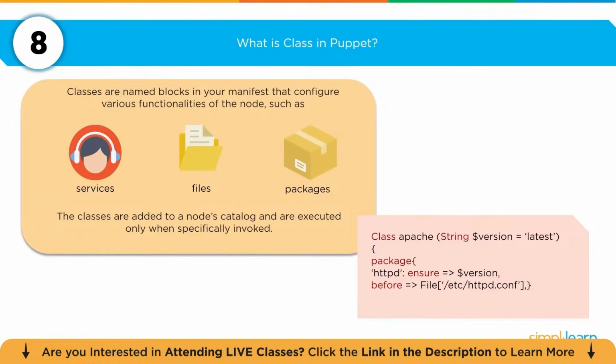So as we dig deeper into Puppet, one of the things that you are likely to be asked regarding Puppet is, what is a class in Puppet? And so a class in Puppet is really the named blocks in your manifest that contain the various configurations. And this can include services, files, and packages.